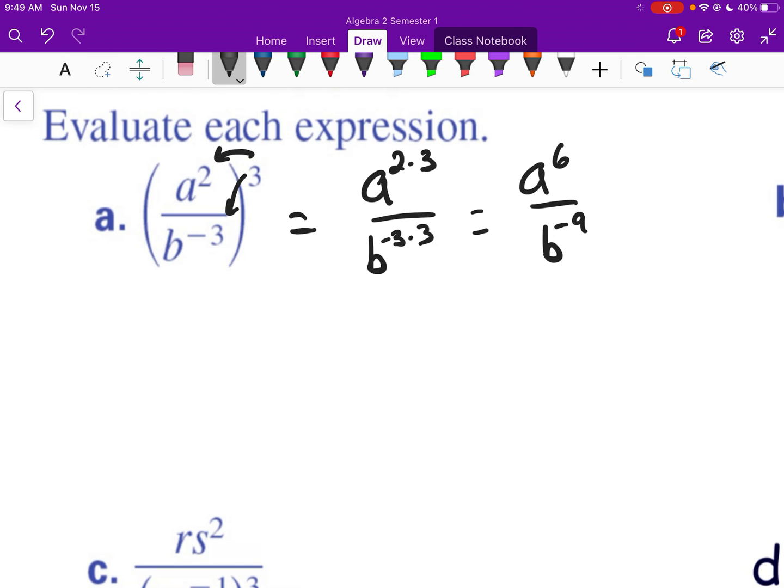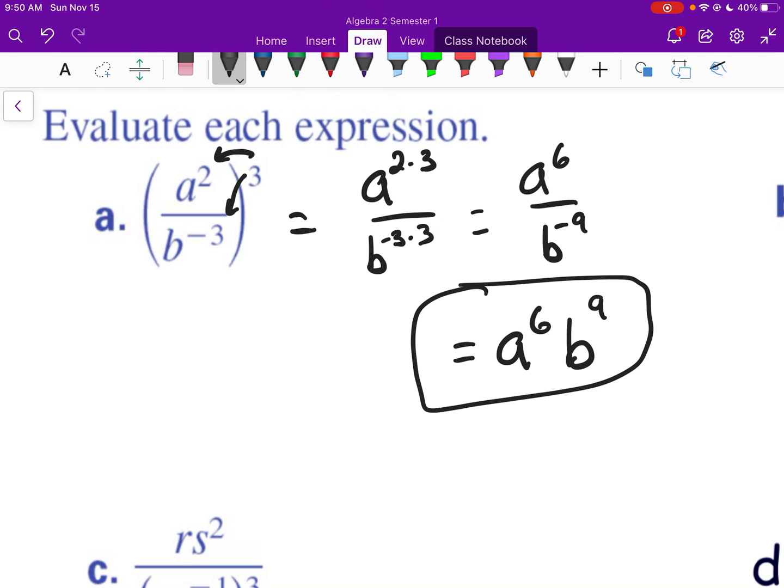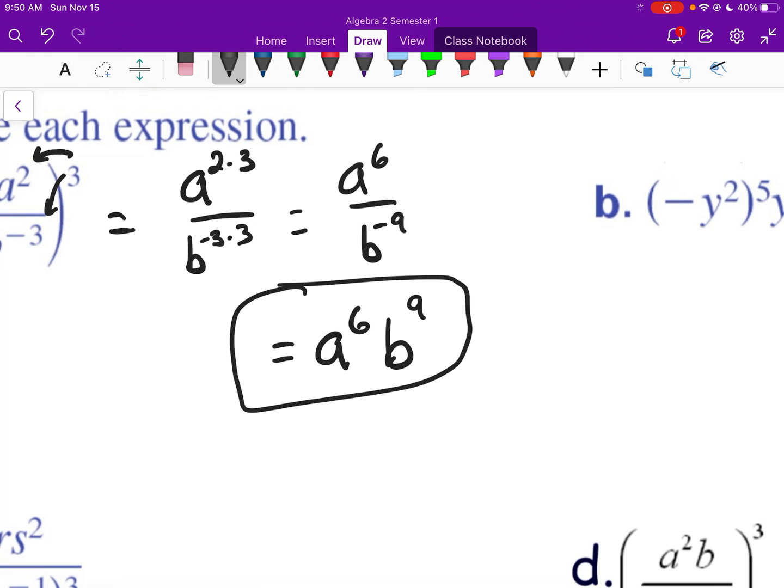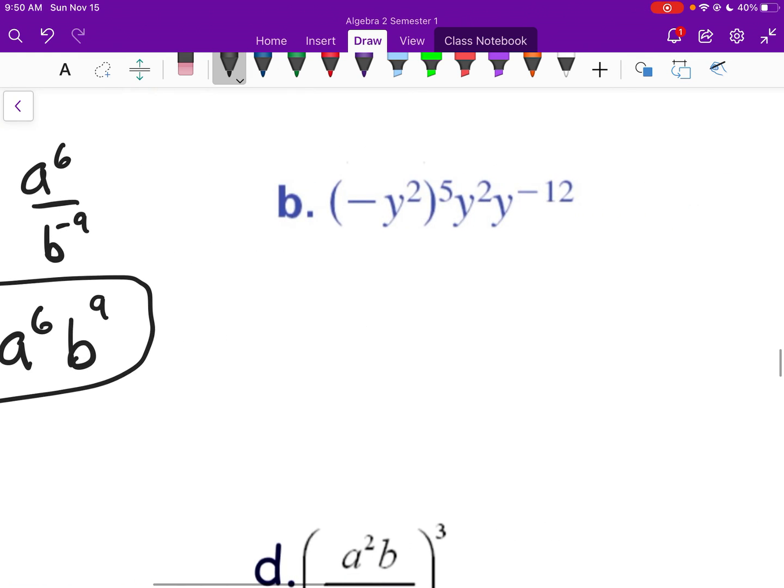We got to use one more property, since you can never have a negative exponent in your simplified answer. Okay, so with that negative exponent, we need to bring that to the top, which will give us a to the 6th times b to the 9th. Okay, so in this one, we use the power of a quotient, power to a power, and negative exponent property. So a mix of 3 different properties there.